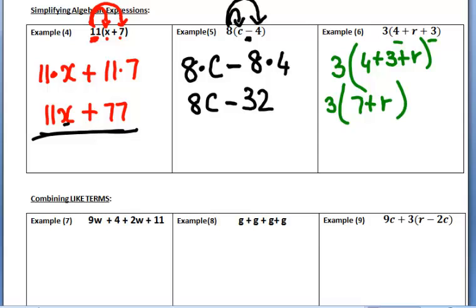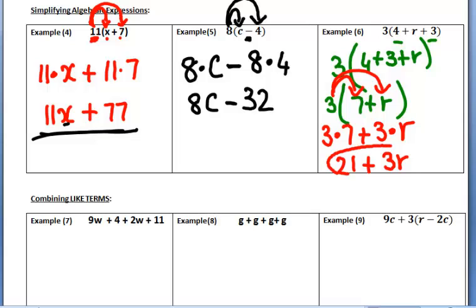Now, once I have that, I'm going to go ahead and distribute the 3 with the 7 and 3 with the r, rewrite it as 3 times 7 plus 3 times r. 3 times 7 we know is 21, plus 3 times r is 3r. Can I do anything with it? Not really. So I'm going to leave my expression alone.